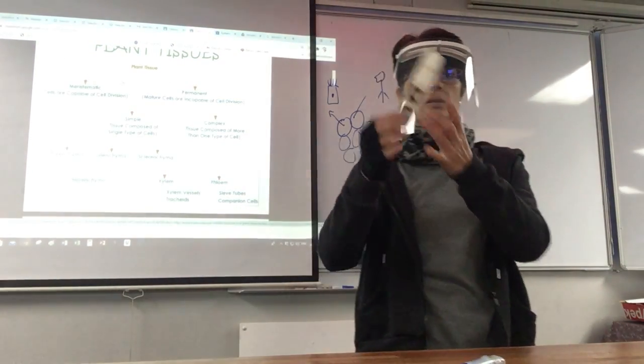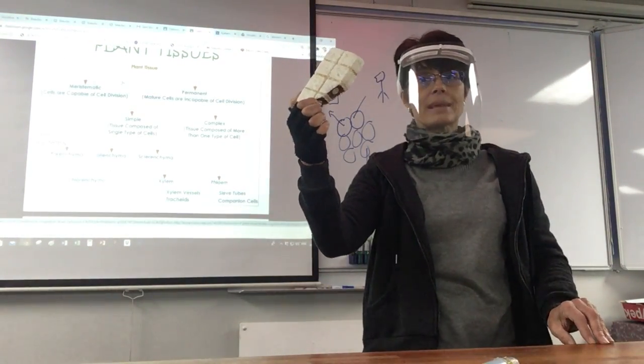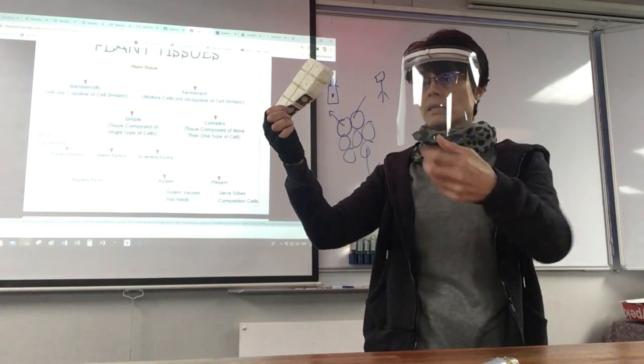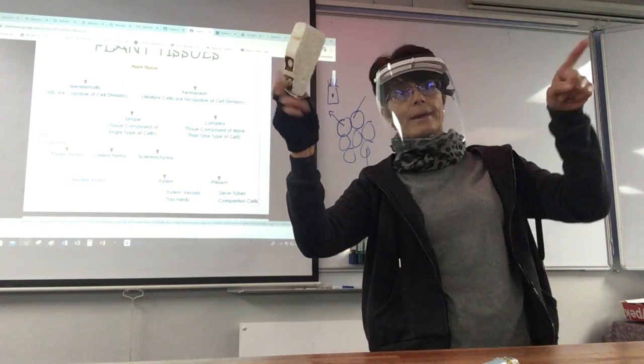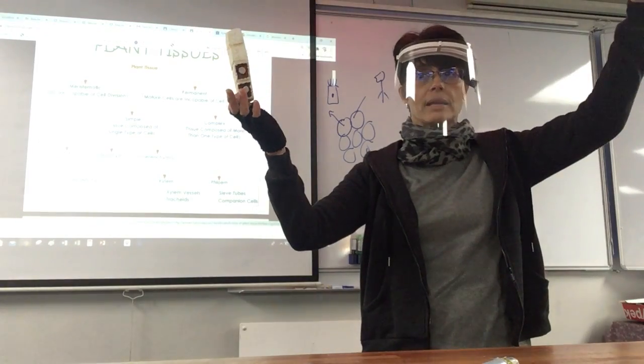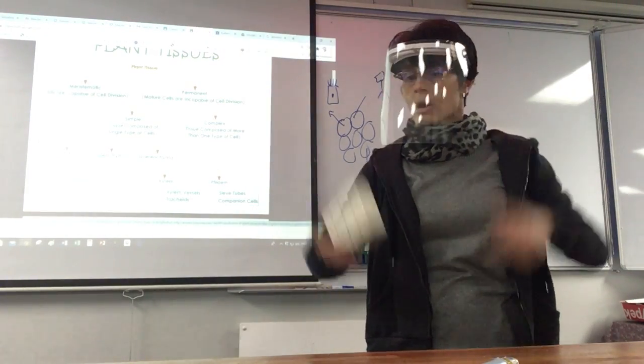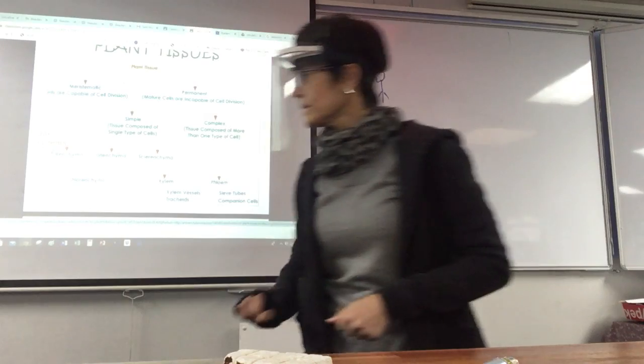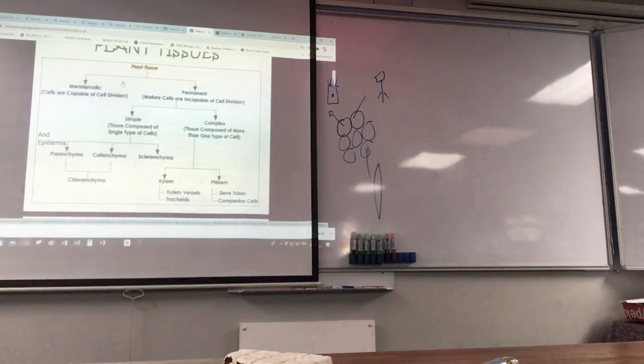Are you happy with meristematic? Do I need to go through that it occurs in the tip of roots and in the lateral buds and the apical buds again? Do I need to do that again? Are we all happy with that? All right, so have you all got your tables here? I want you to look at that as well.